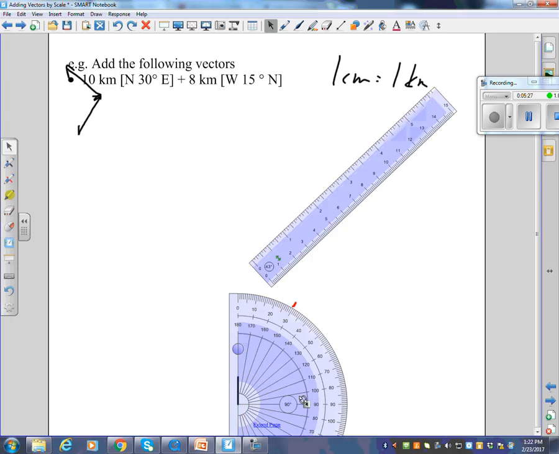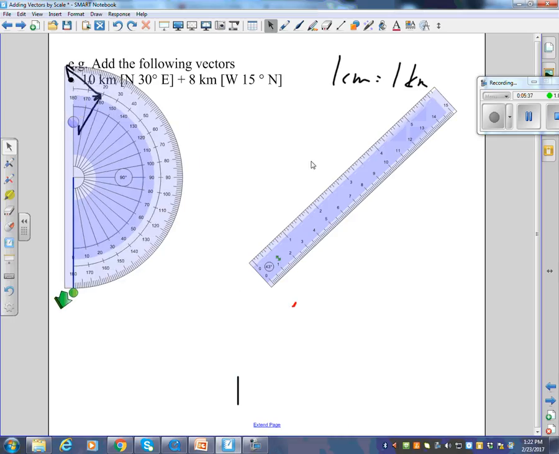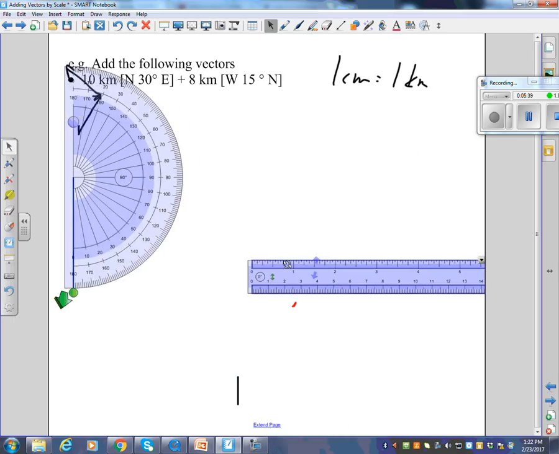You guys actually have it a whole lot easier than me. It's hard to move these guys around. Come on, get on there. And I'm going to go 10 kilometers, so that's 10 centimeters.